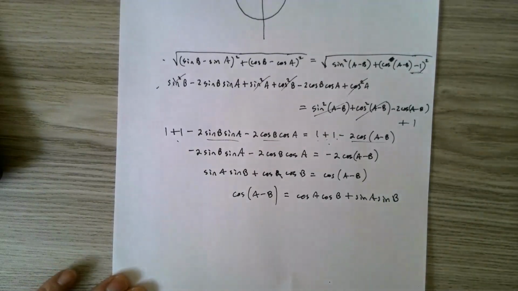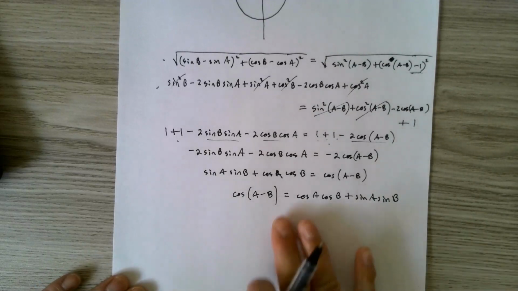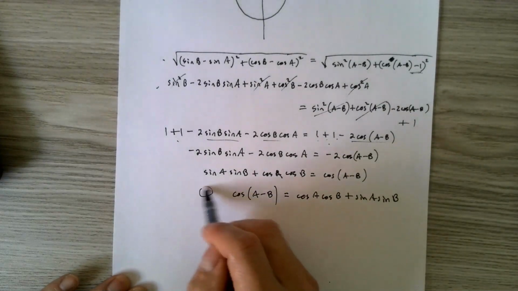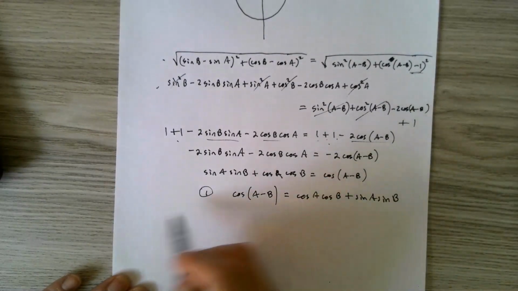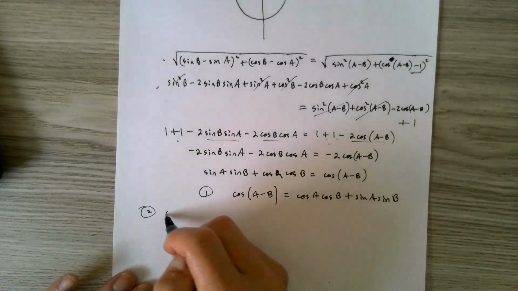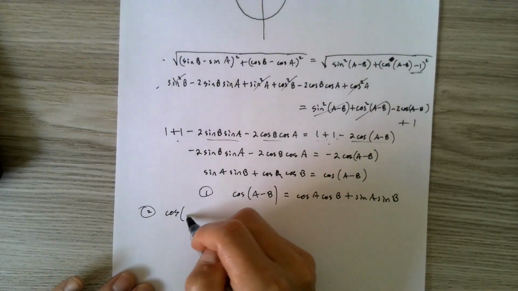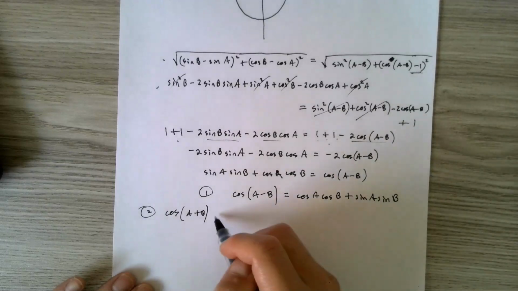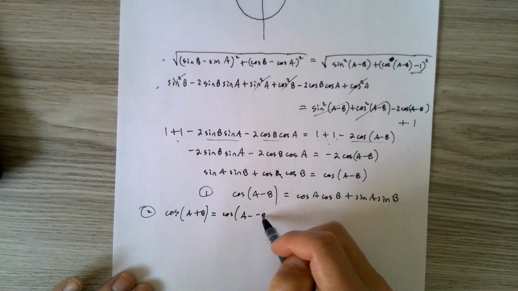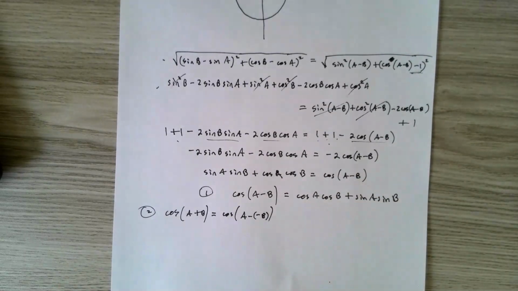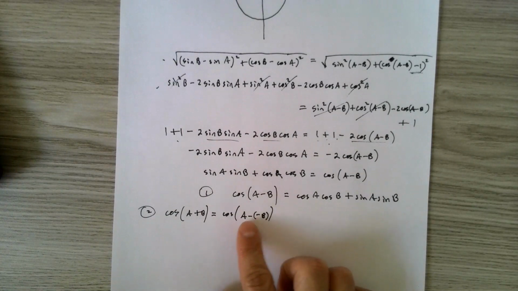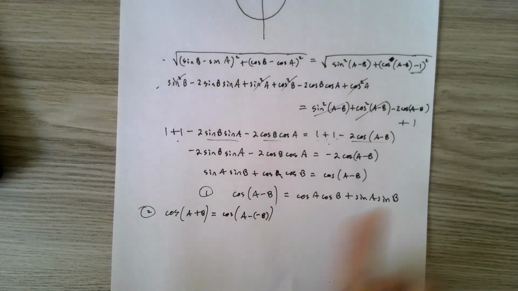So the next 3 identities are based on this one. So this is the main one. So I'll just call this number 1. I'll put number 2 over here because I need a little bit of room. So cosine of a plus b we can express as cosine of a minus negative b. So now since it's in the form of something minus something, I can just use the first identity.